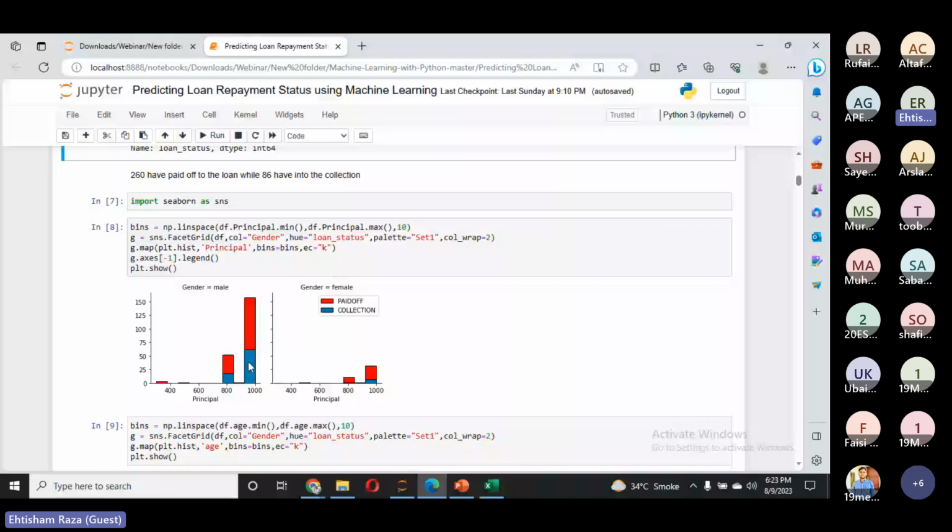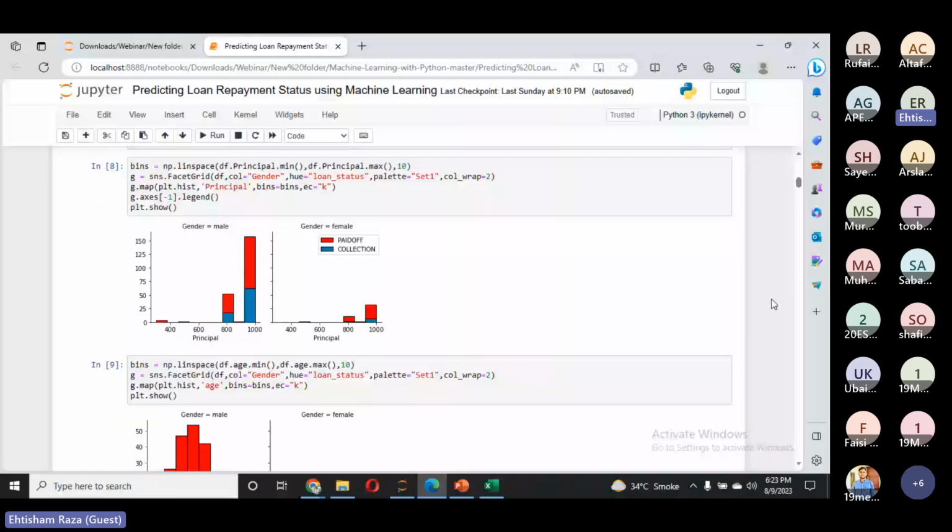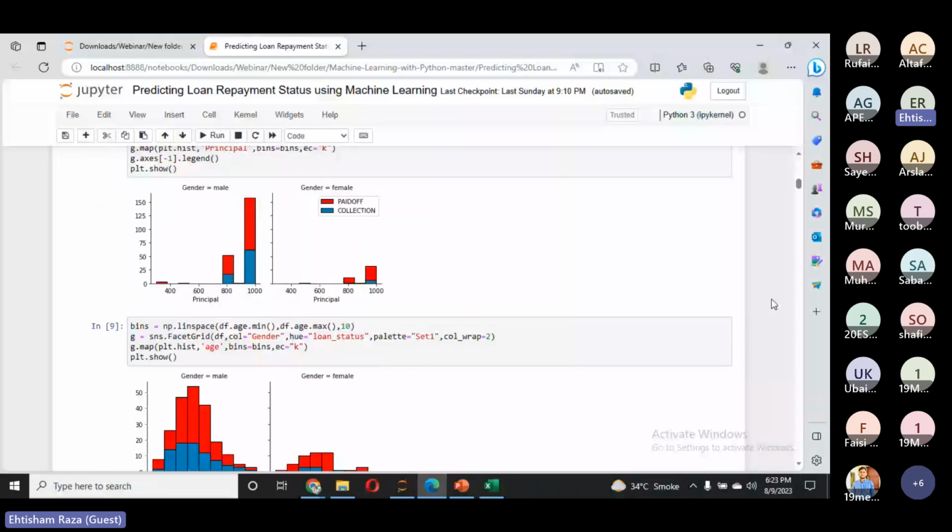But if you see this, it seems like an equal distribution. The same number of people have paid back, and the same number have not paid back. But if you see this graph, most of the females have already paid back, and very few have not yet paid back. Maybe they will pay back. And here, the loans for principal 800 have also been paid back. So there is a very small number of females who have not yet paid back the loan. So it means most of the collections are required to be done on the male side.